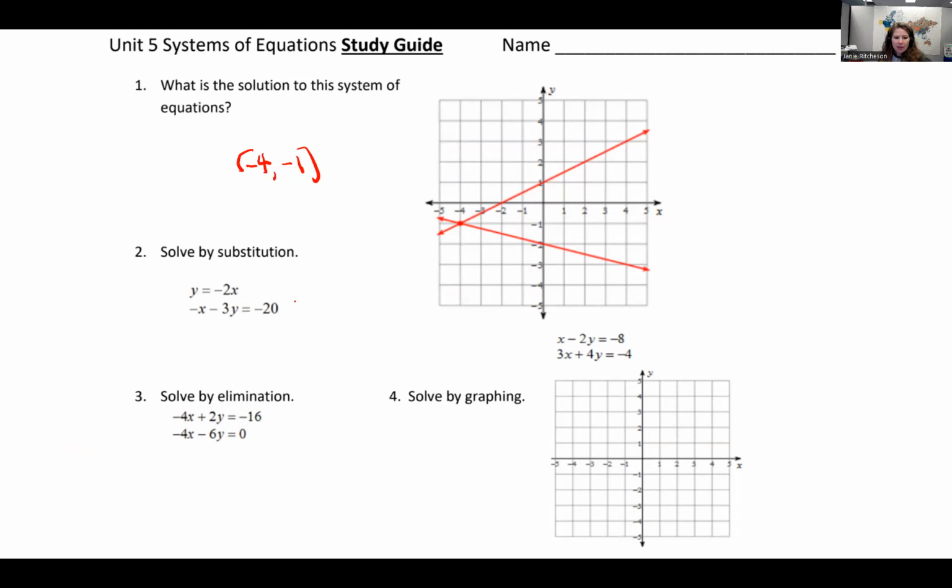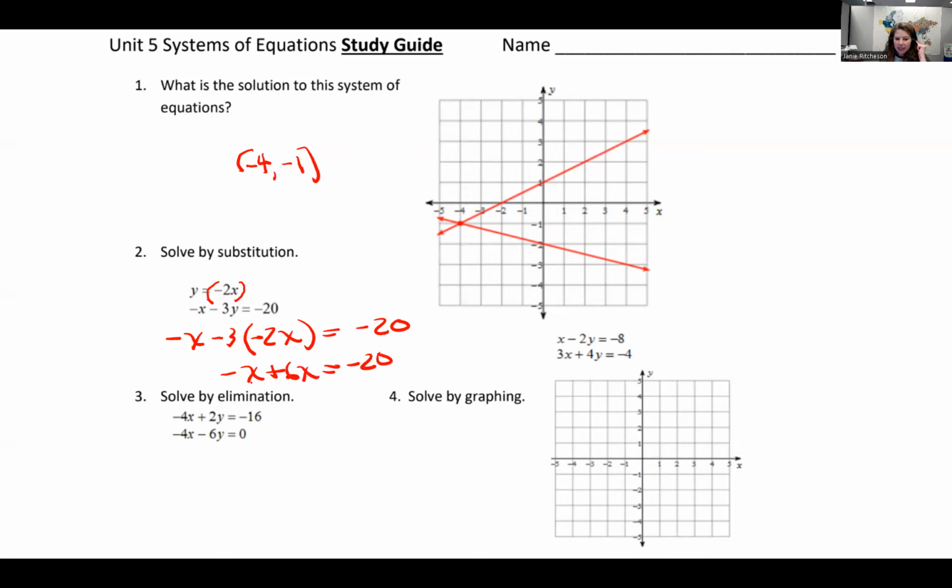Number 2, solve by substitution. The first equation tells us that y is equal to -2x. So we're going to plug that in for y in the second equation. So -x minus 3 times y, and y is -2x, is equal to -20. Now we're going to distribute that -3. So -3 times -2x is positive 6x.